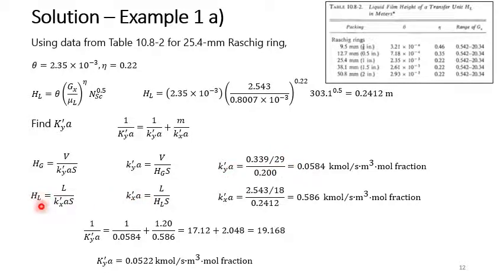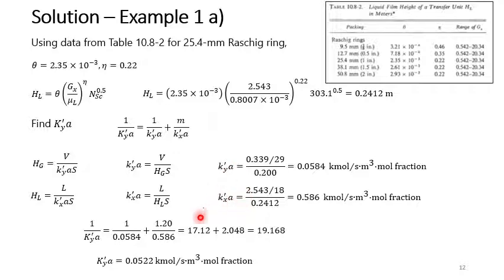Then from HL you can get the small kxa. Then this L here, you convert the Gx into the molar flow rate, like what we did in the gas flow rate. So you divide the kilogram per second of water into kilomole per second of water by dividing with the molar mass of water. So these are your small kya and small kxa.